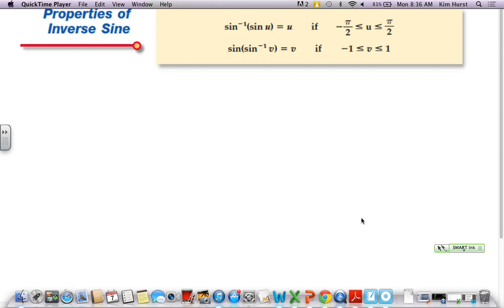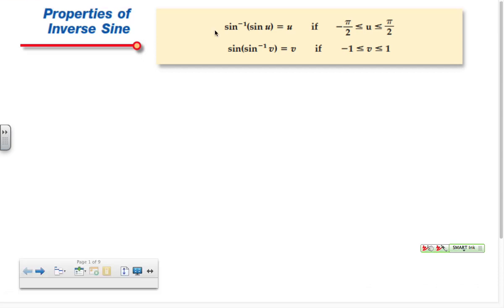So you'll notice here the sine inverse of sine u is u only if u is between negative pi over 2 and pi over 2. Notice the difference: the top one has the inverse sine first, and the bottom one has the regular sine first. If you have the regular sine of the inverse, you can do it if the value is between negative 1 and 1. If it's inverse first, it has to be between negative pi over 2 and pi over 2.